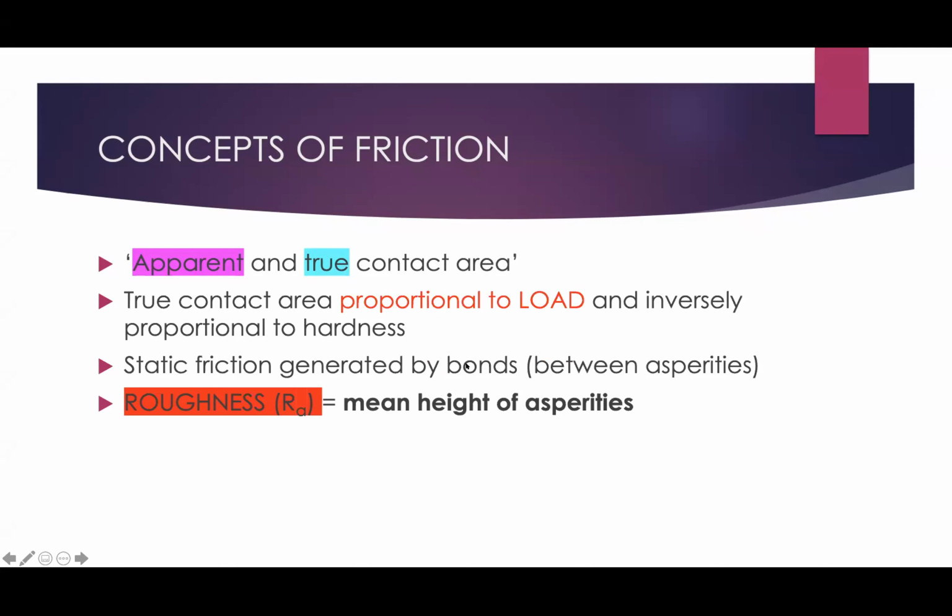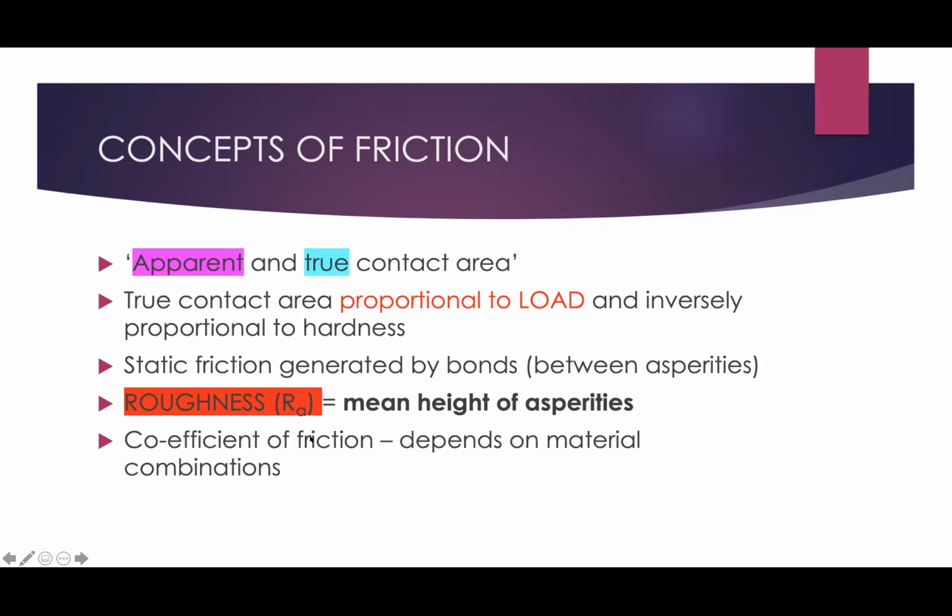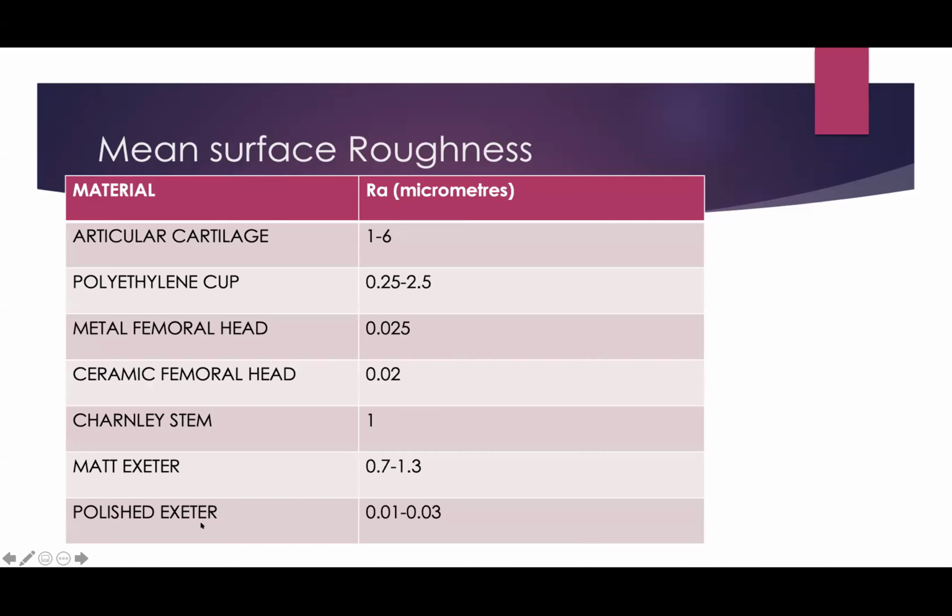Static friction is generated by bonds between asperities, so asperities are bad. Roughness looks at the mean height of the asperities, and that's specific to each individual material, whereas the coefficient of friction depends upon a combination of different materials. And you can have static or dynamic coefficients of friction. So the key thing is you probably have to learn this table for the exam. Each material has an individual mean surface roughness. I'm not going to go into that in any particular detail. I'll just leave that up for a second for you guys to learn for the exam.